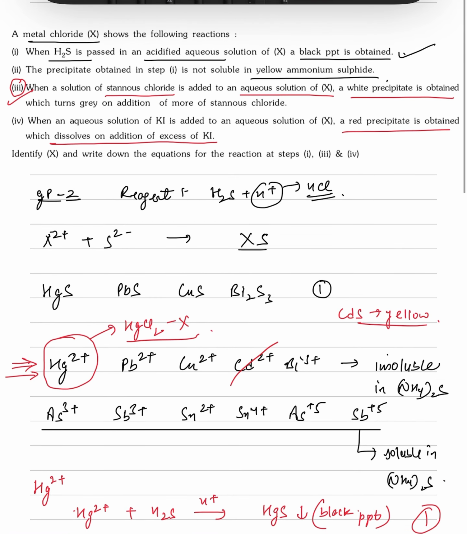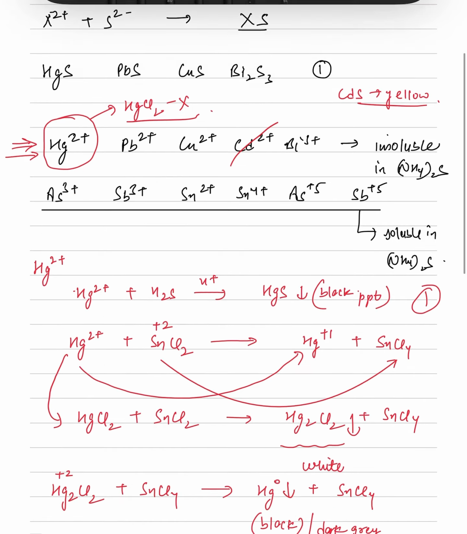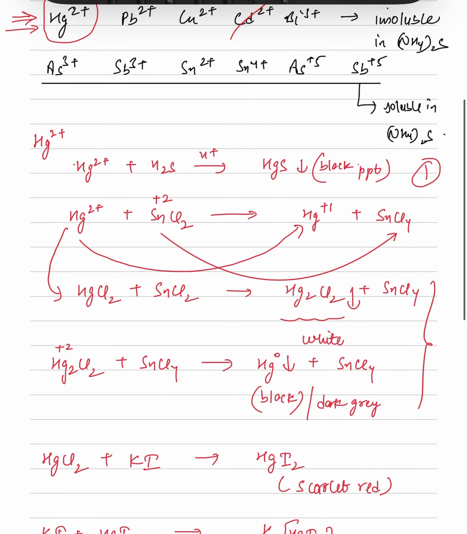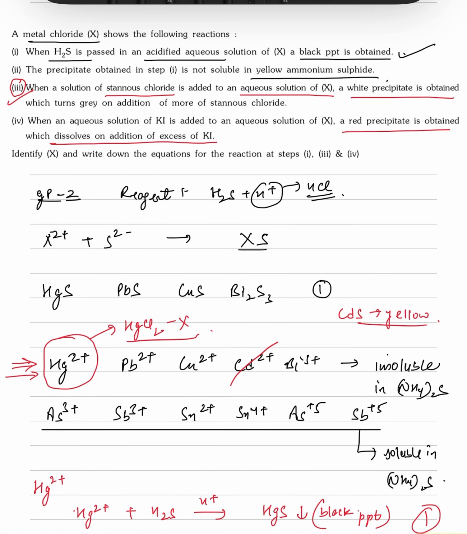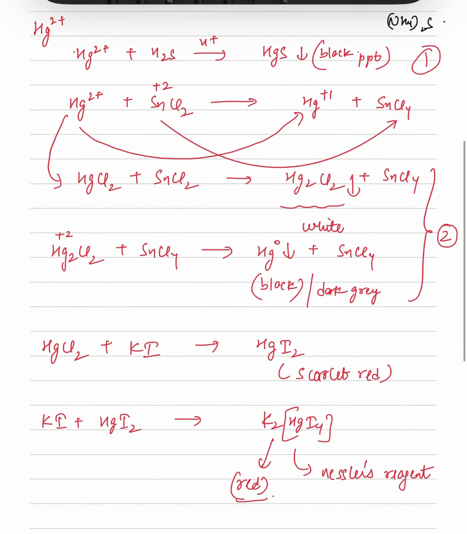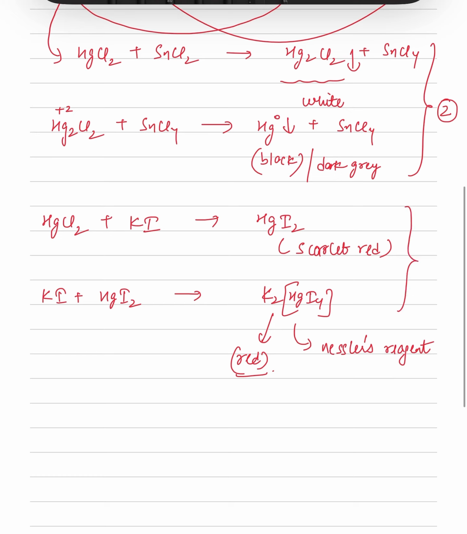Then the second step reaction, where it is not soluble in yellow ammonium sulfide, that we have already predicted. In the third case, when it reacts with stannous chloride, these are the two reactions available. And finally, when aqueous solution of KI is added, the reaction set available is this much. So these are the reactions which are peculiar to the qualitative analysis of the Hg2+ ion. I hope you understood the question properly.